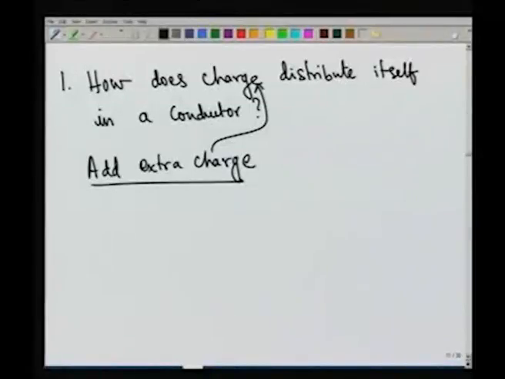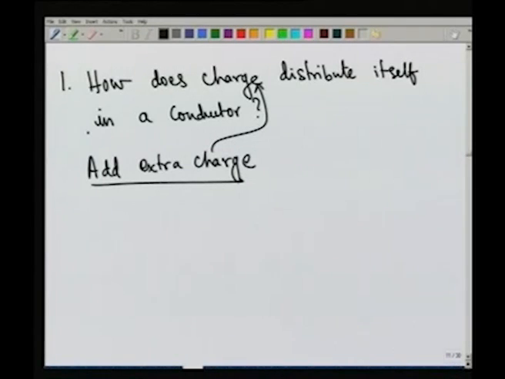We are not putting the conductor in any external field. The external field is all 0. It is simply as if I have bodily picked up some charge and placed it on a conductor, and I am asking what is the charge distribution. Okay. Now, the first thing that we have to notice is that the charge is going to move until it attains an equilibrium position. So, we are asking how does charge distribute itself in a conductor.